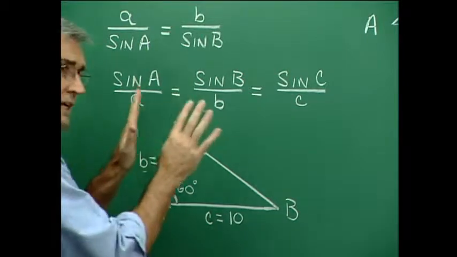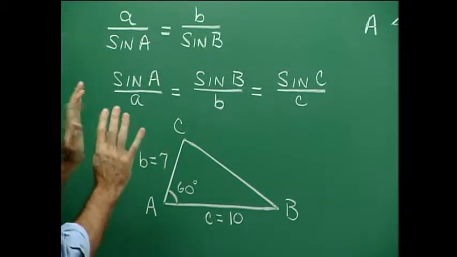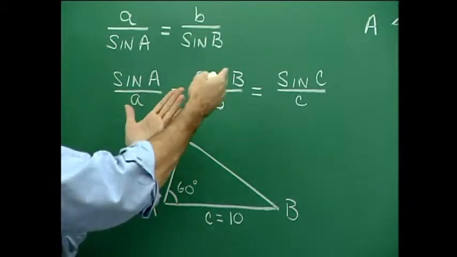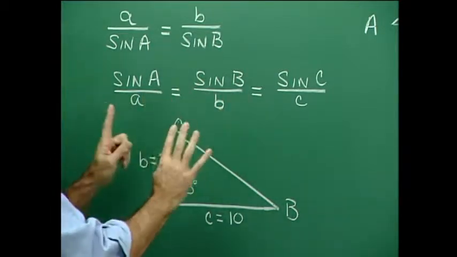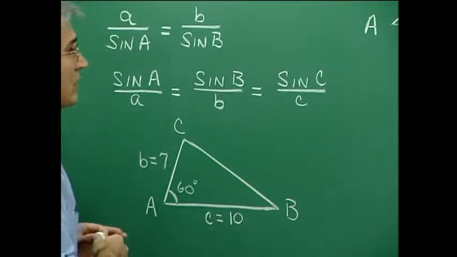So the idea is that in order to use the law of sines, we have to have one angle side opposite pair. That's the point of this little discussion. Once we have that, we apply the law of sines.